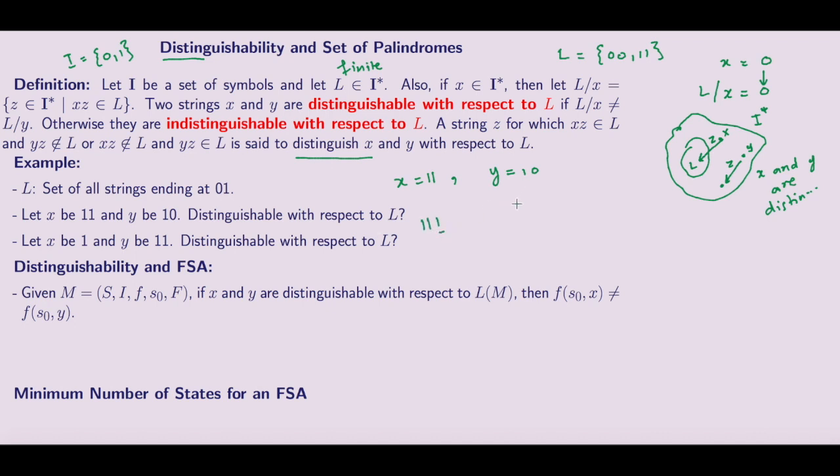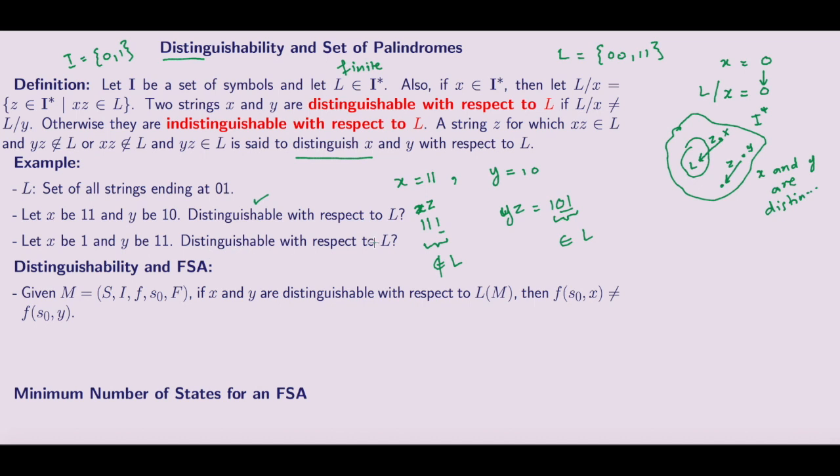So this is my z. And then this is xz, and yz is equal to 101. So now this one, xz, is not in L, but yz is in L because it ends with 01, right? So this means we have found a z for which we have xz not in L and yz in L. So this means they are distinguishable. Okay.